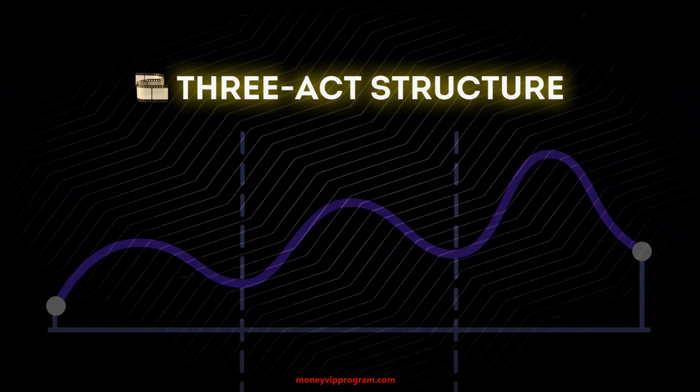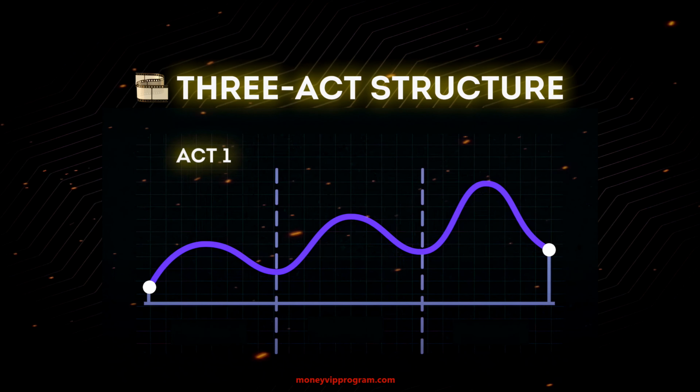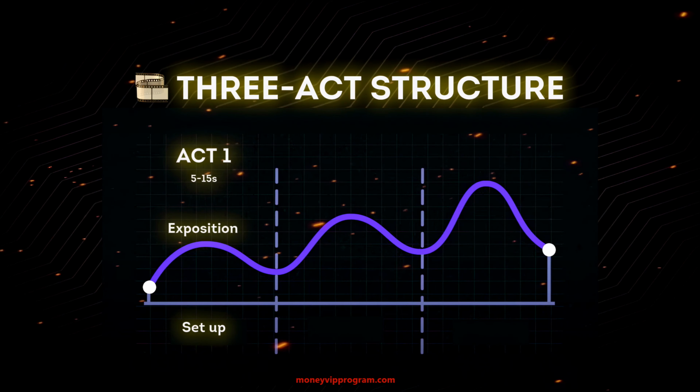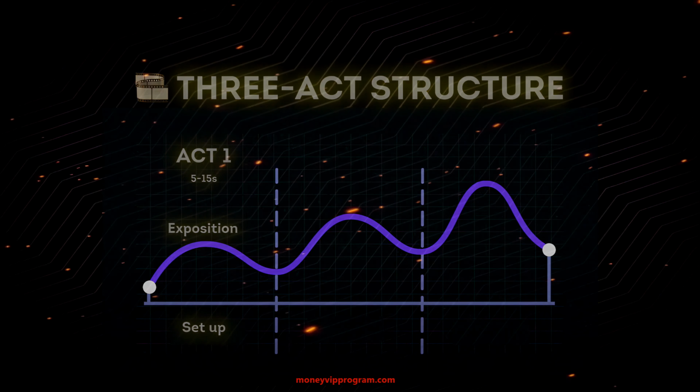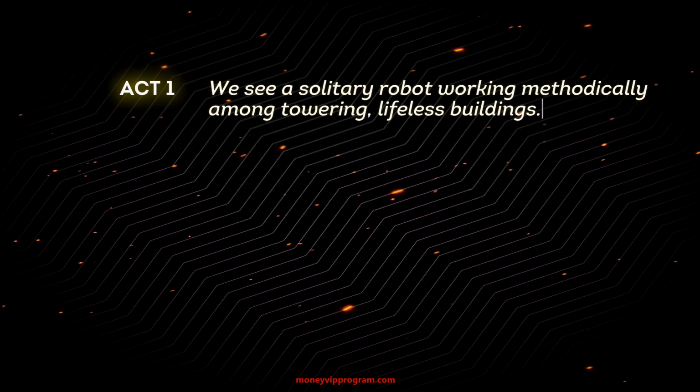3-act structure. Even for a short 1-minute film, following this classic structure helps create a satisfying narrative arc. So what is a 3-act structure? Act 1, setup, 5 to 15 seconds. Establish your world, character, or situation. With our robot example, we see a solitary robot working methodically among towering, lifeless buildings.